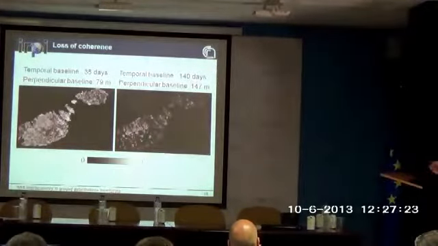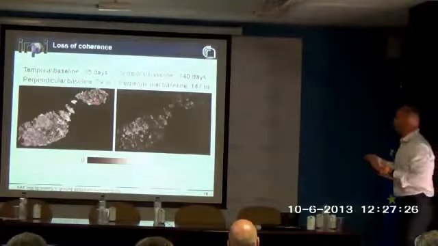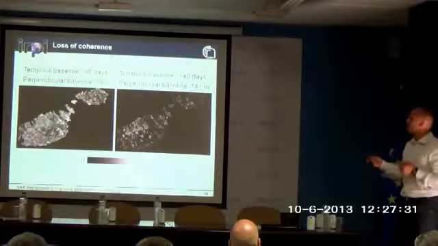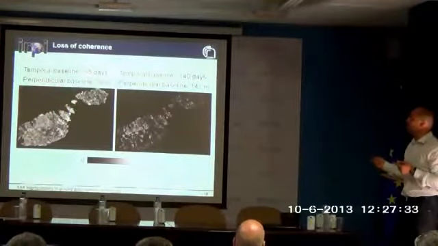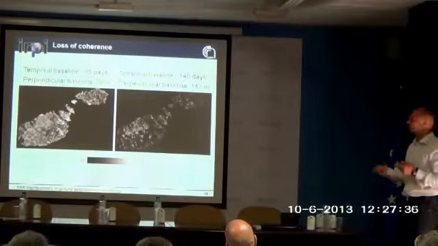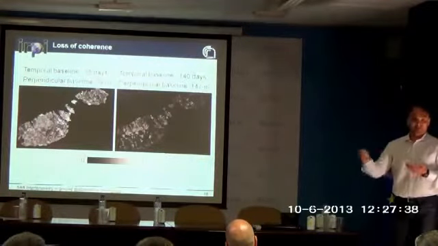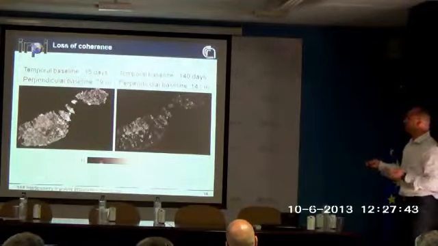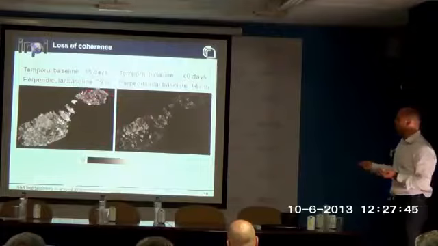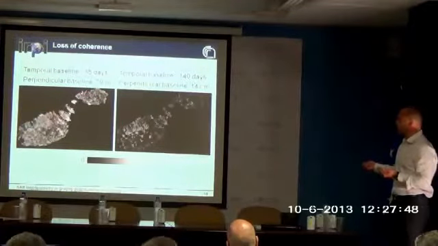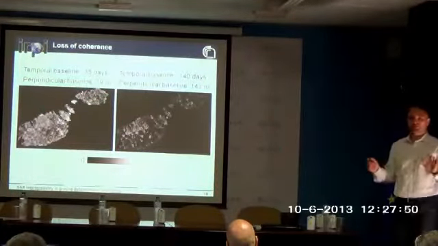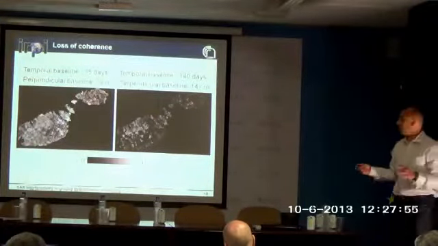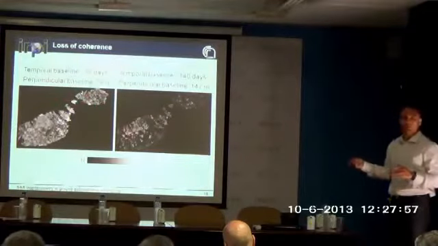For example, this is a map of coherence created by two acquisitions with a temporal baseline of 35 days. That means that we have the first satellite that passed, then the other satellite passed after 35 days. And what we see is the map of coherence. One, the white, means perfect coherence. 0, the black, means total loss of coherence. Okay? As you can see, this is completely bad.